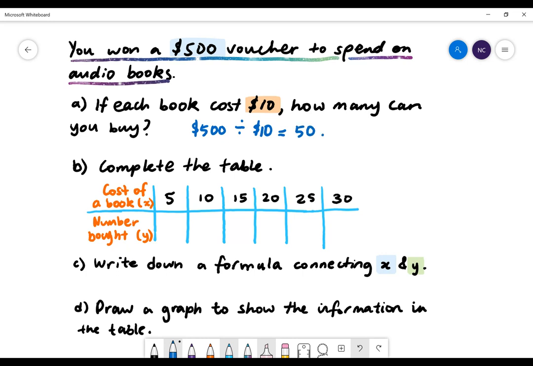B. Complete the table. The table includes the cost of book, which is x, and the number of books purchased, which is y. If each book costs $5, to find the number bought, we'll do 500 divided by 5, which will give us 100. The next one has been completed for us already. If each book costs $10, we'll be able to purchase 50 books. If each book costs $15, we'll do 500 divided by 15, which will give us 33 books. In the same way, we'll complete the rest of the table.